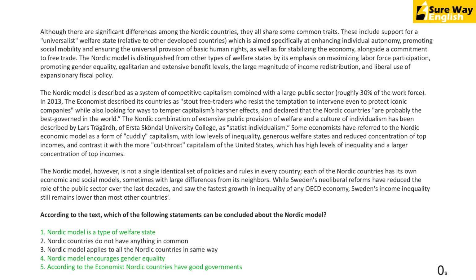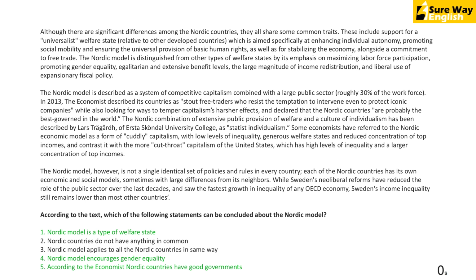What you have to do is make sure that each of these statements is valid, has been mentioned explicitly somewhere in the passage. The very first paragraph talks about support for a welfare state, and also mentions emphasis on maximizing labor force participation, promoting gender equality. So that confirms the first and fourth options. And the fifth one, according to the Economist, Nordic countries have good governments. That's described in the second paragraph. So those are the correct choices.